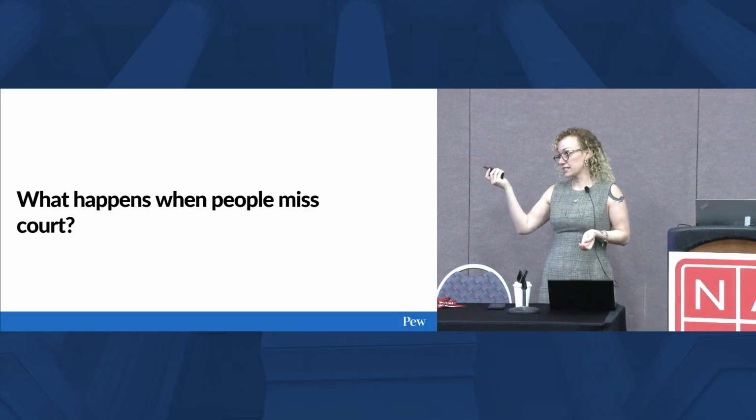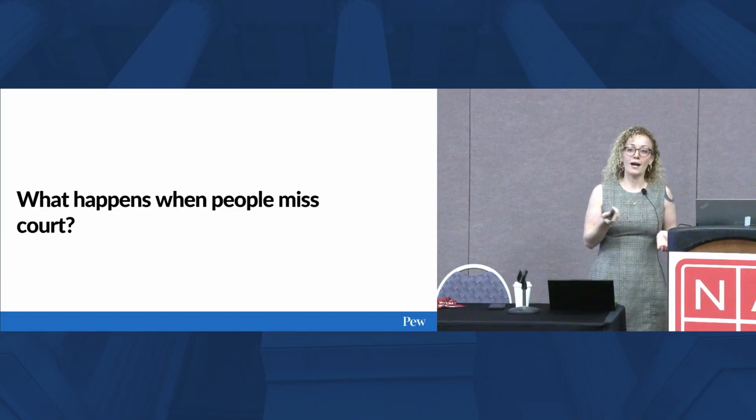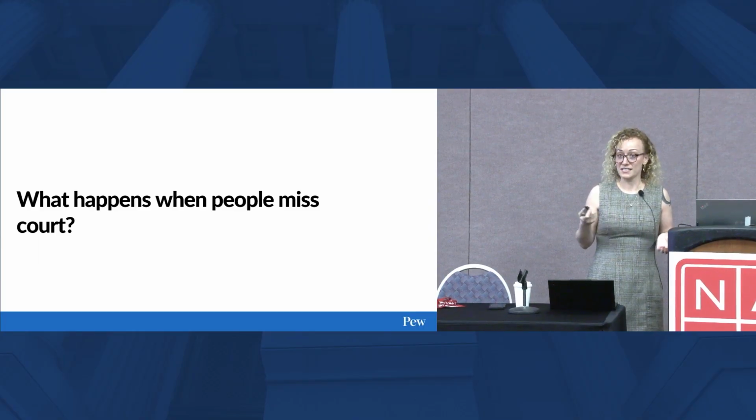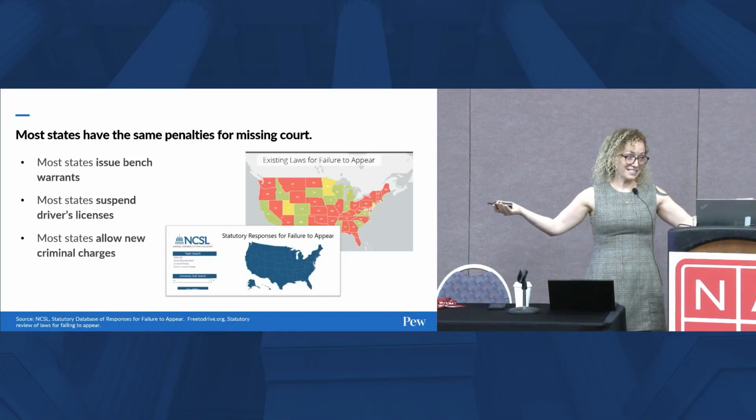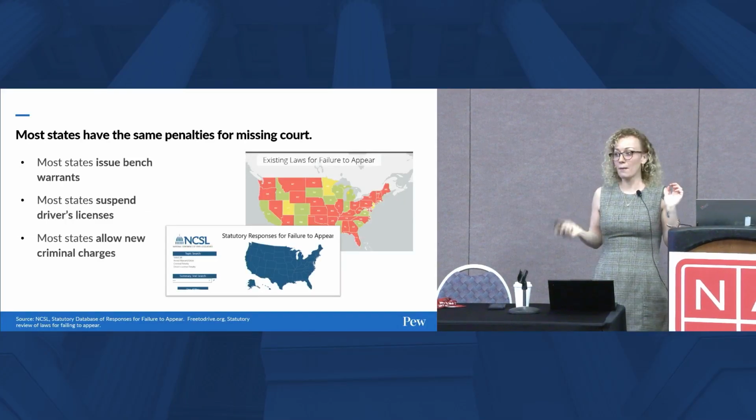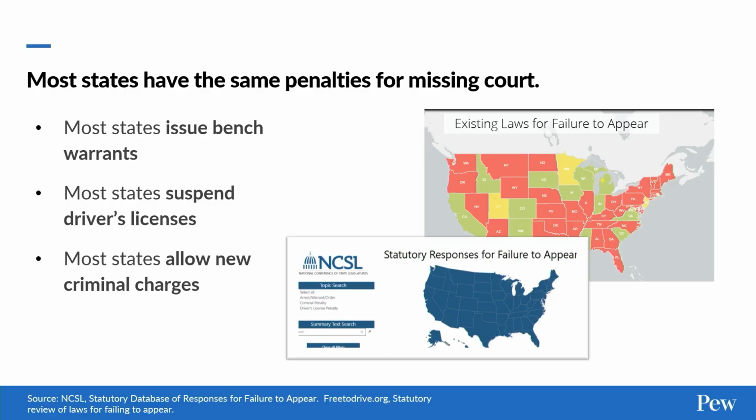But real quick, just to go back to some of the trust issues and the idea of proportionality as it relates to the rule of law. Most states, as you all know, have some combination of bench warrants, suspending driver's licenses, and new charges as responses for missed appearances. Whatever form those take, some states don't necessarily suspend driver's licenses anymore.